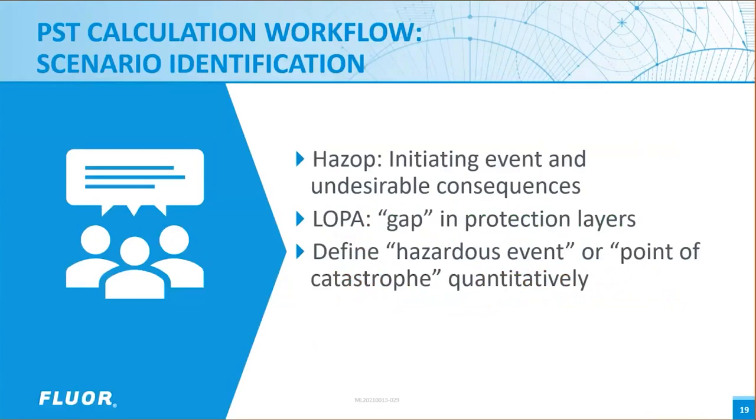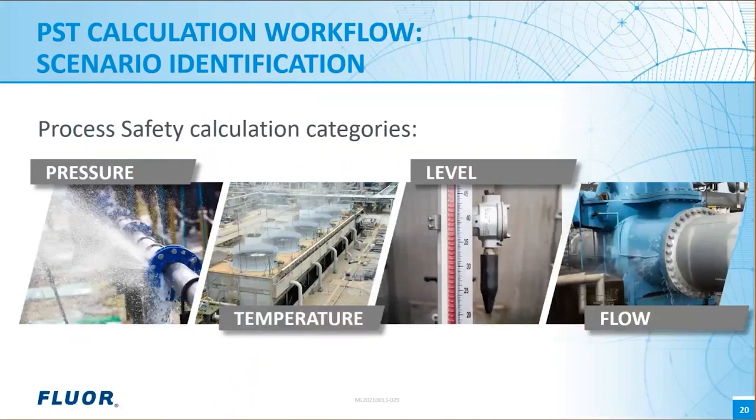So many of us will be familiar with the idea of obtaining the initiating event or cause and an undesirable consequence from a HAZOP or from a LOPA. And what we need to do is take that qualitative assessment and turn it into quantitative numbers that we can do a calculation on. So regardless of the actual cause and consequence pair, the calculations will usually boil down to one of four categories that depend on pressure, temperature, level, or flow. And identifying the point of failure or the point of catastrophe and assigning a numerical value to it might not always be straightforward.